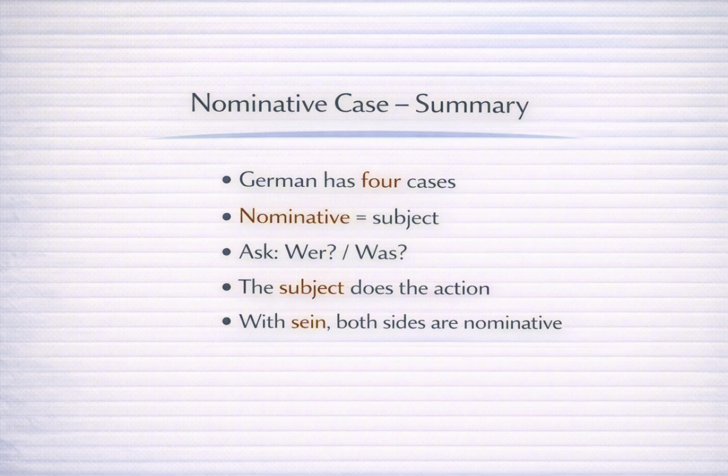Now, let's summarize. German has 4 cases. The nominative case is used for the subject of a sentence. To find the nominative case, just ask wer or was, who or what. The subject does the action. Therefore, the subject is always in the nominative case. And with the verb sein, both sides of the sentence are in the nominative case.